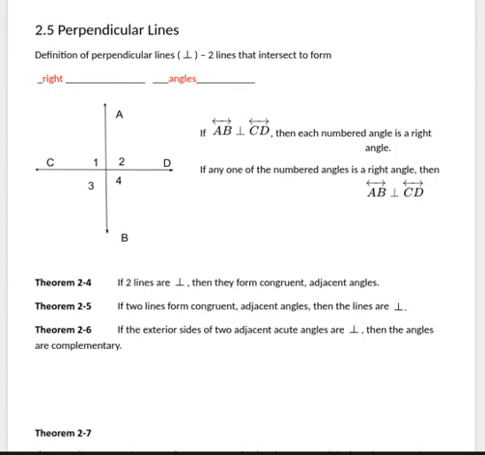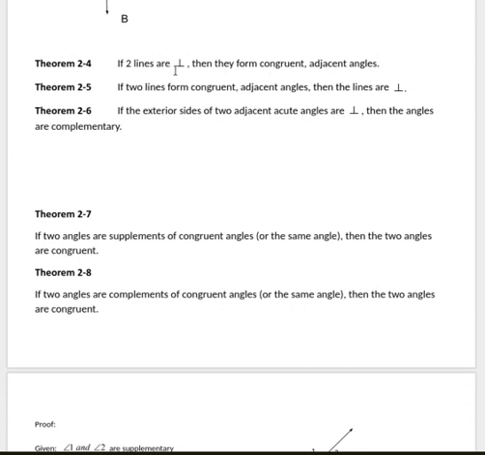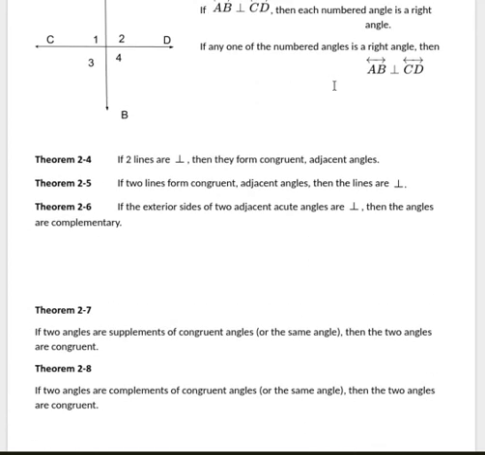Some theorems about perpendicular lines. The first one says if two lines are perpendicular, then they form congruent adjacent angles. The angles that we were talking about up here, 1 and 2, would both be congruent because they both be 90 degrees and they are adjacent. The same thing with 3 and 4 and any other pair of adjacent angles that you could pick.